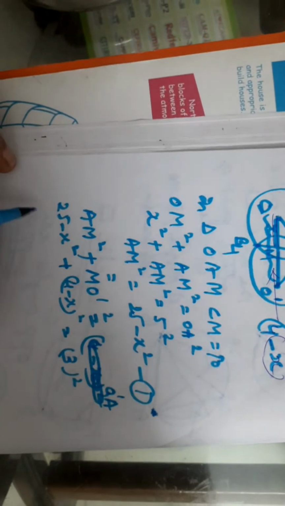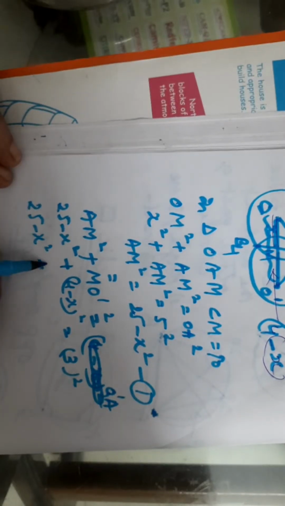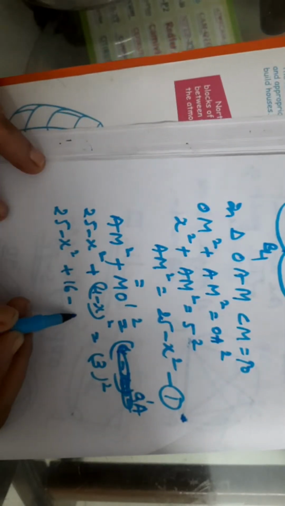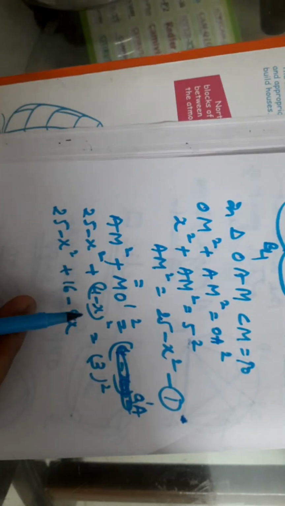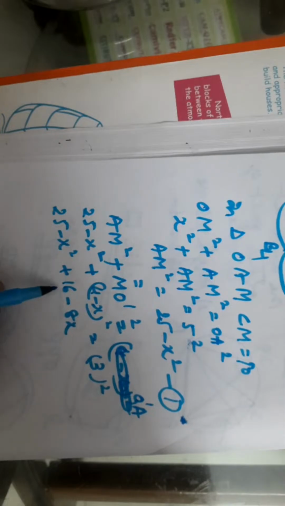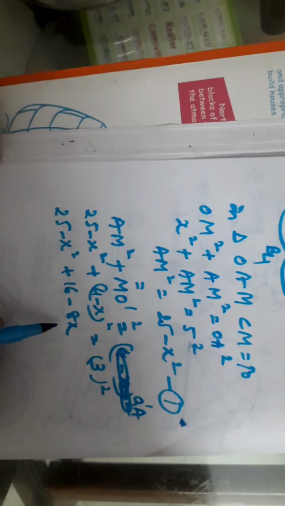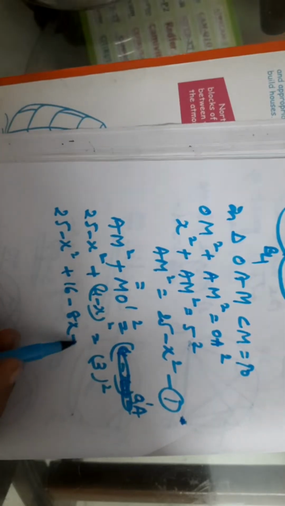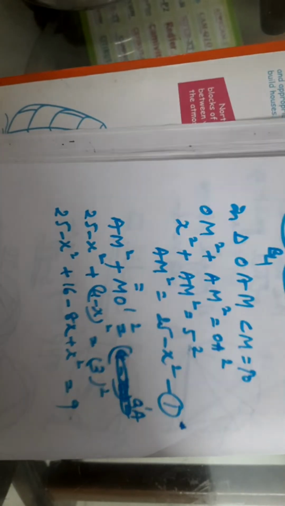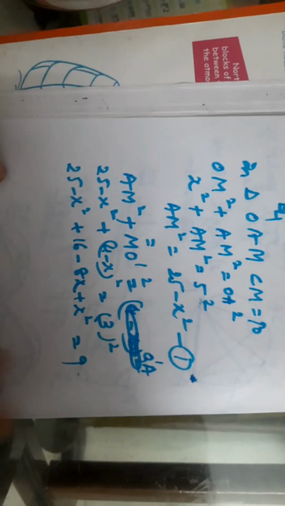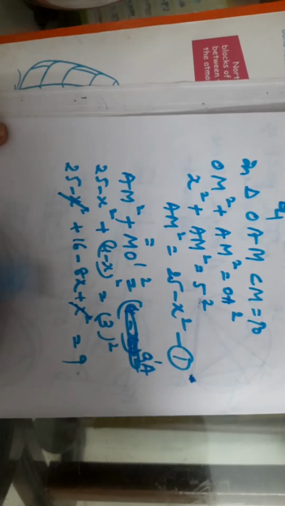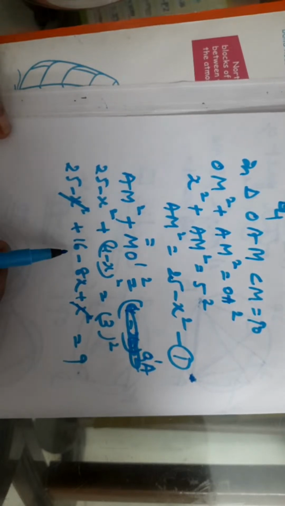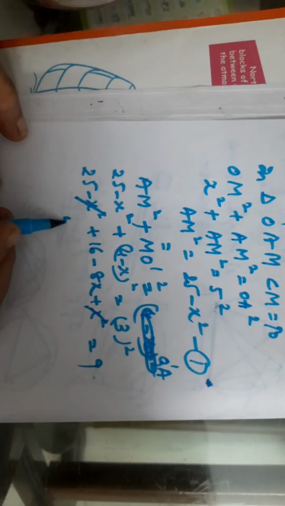Now expand it: 25 minus x square plus 16 minus 8x plus x square is equal to 9. I am applying the formula of a minus b whole square, so 4 minus x: a square is 16, 2ab is 2 multiplied by 4 is 8, then x, plus x square. Now the x square terms will get cancelled. So cancel out both the x square terms.